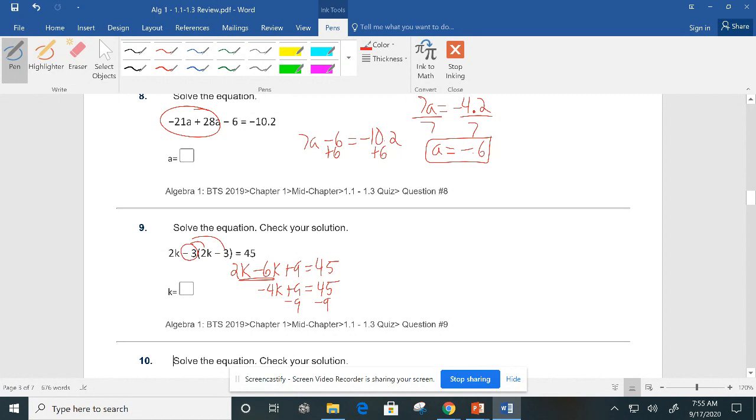Subtract 9, subtract 9. Negative 4k is equal to 36. Divide by negative 4, and you're going to get k is equal to negative 9 as your solution.